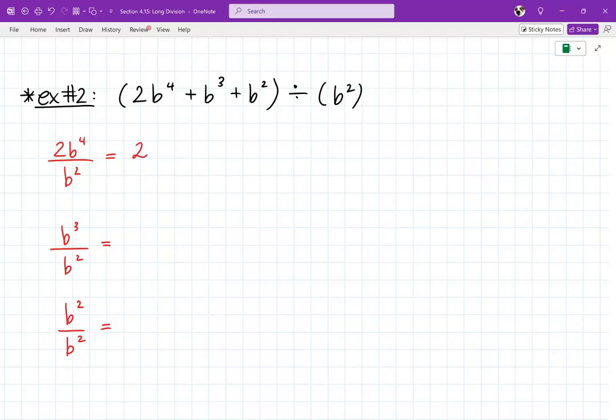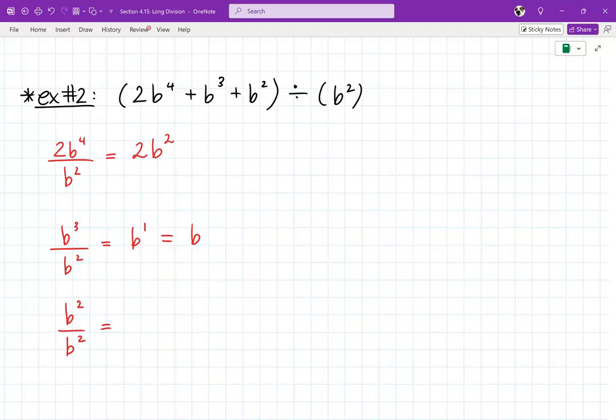B to the fourth divided by b squared is b to the what? Second, yeah, because it's 4 minus 2, the power of 4 minus the power of 2. So 4 minus 2 is 2. Now, b to the third over b squared doesn't have any numbers in the front, but b to the third divided by b squared will be b to the 1, which is just b, because 3 minus 2 is 1.